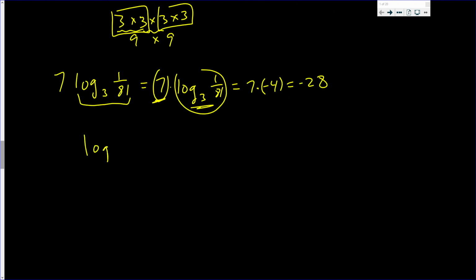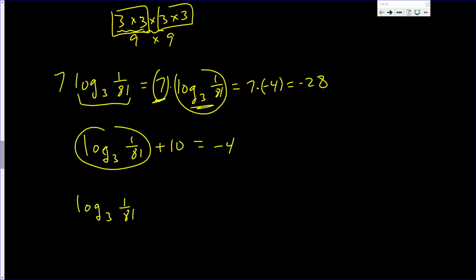If I ask you, what is log base 3 of 1 over 81 plus 10? Well, you used to say, oh, that's negative 4. And if you didn't know what it is, first figure it out. Call it x. 3 to the x is 1 over 81, which is 1 over 3 to the 4th, which is 3 to the negative 4. Oh, x is negative 4, plus 10, 6.